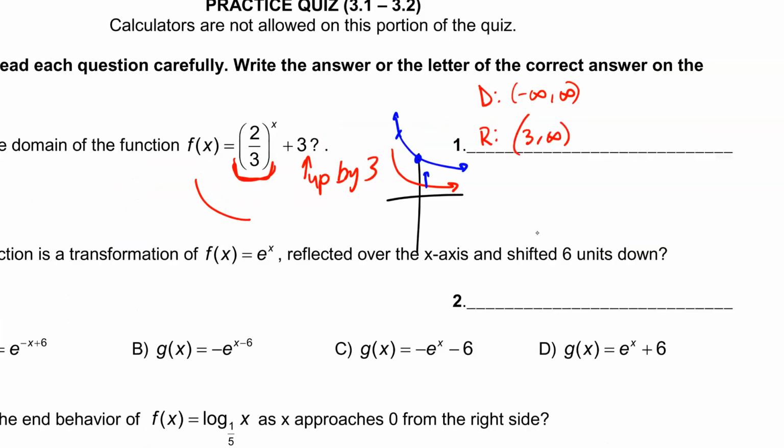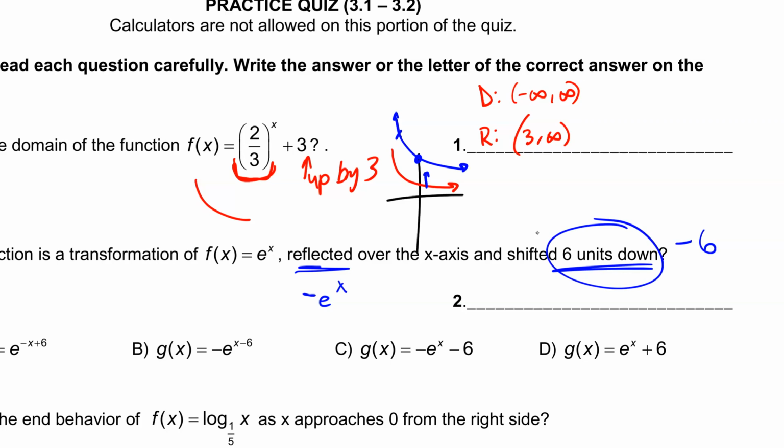Cool. How about this next one? Number 6: which function is a transformation of f of x equals e to the x, reflected over the x-axis and shifted 6 units down? So we're going down by 6, and reflected means negative e to the x. How do you know, in this case, that it's minus 6? How do you know 6 units down? Down is vertical, so I know I'm going down 6.